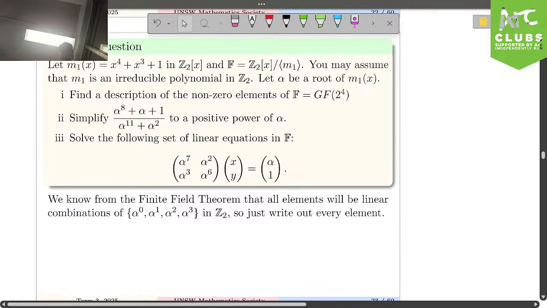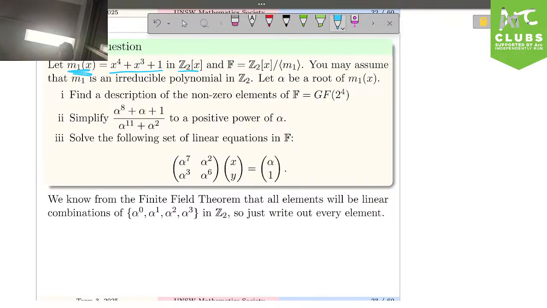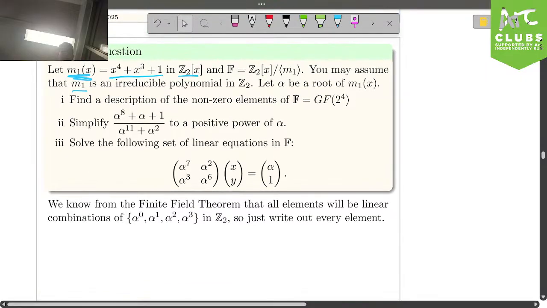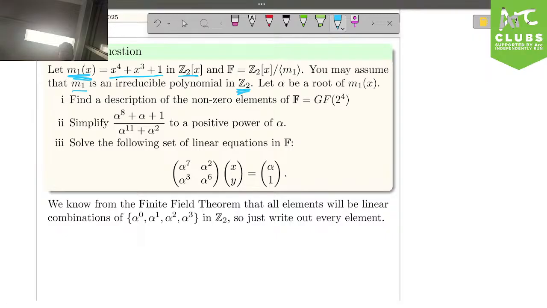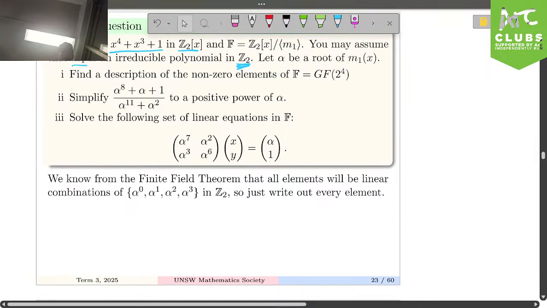So here's M1. Let M1 in Z2[x], so our polynomials have coefficients 0 and 1. You may assume that M1 is an irreducible polynomial. Okay, good for us. We don't have to factorize it. It's x to the 4, so we would have to factorize it into 2 quadratics maybe. Yuck, don't want to do it. M1 is an irreducible polynomial in Z2, and let alpha be a root of M1(x). Find a description for the non-zero elements of this field. All right, so there's 2 ways you can do this.